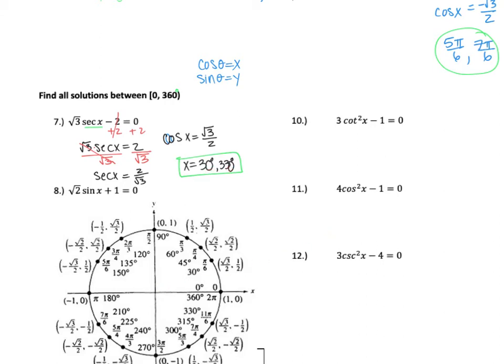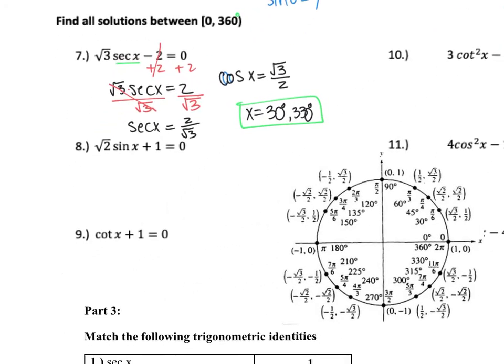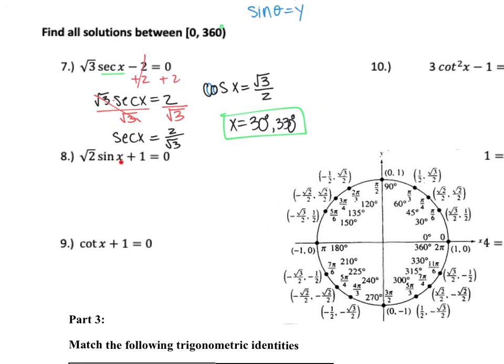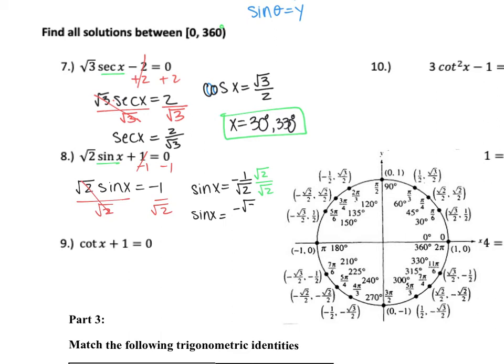All right, let's check out problem number 8 here. I'm going to zoom into this one. For problem 8, you have to get sine by itself. So maybe move the 1 over by subtracting, and root 2 sine x comes down, and this is negative 1. Then I could divide off the root 2. This would cancel, and so my sine is equal to negative 1 over root 2. I could rationalize the top and the bottom, and this gives me sine x is equal to negative root 2 over 2.